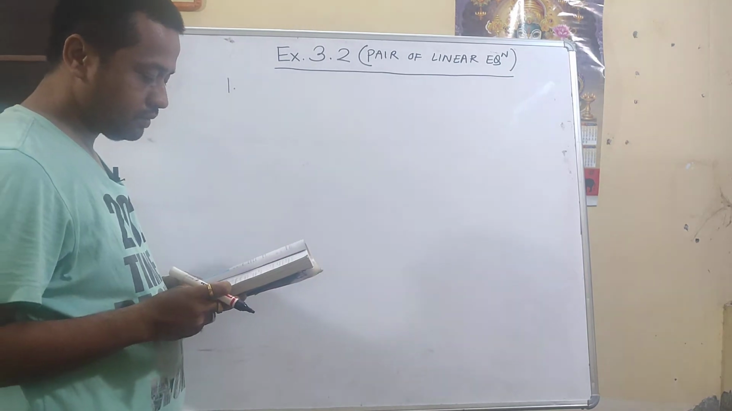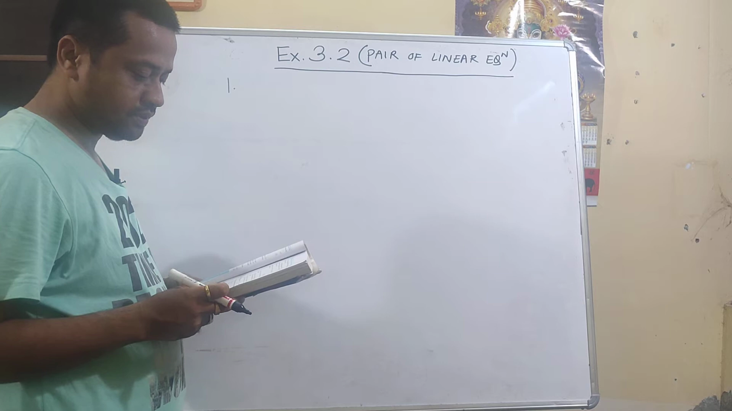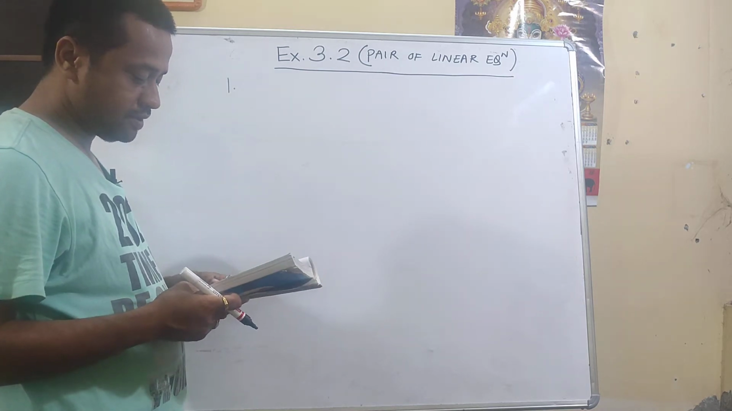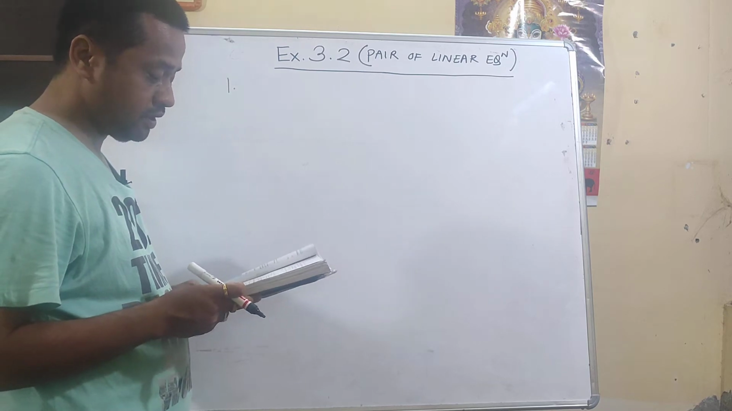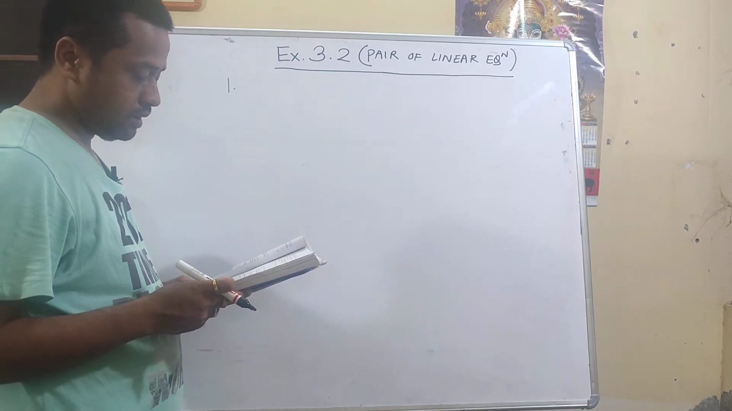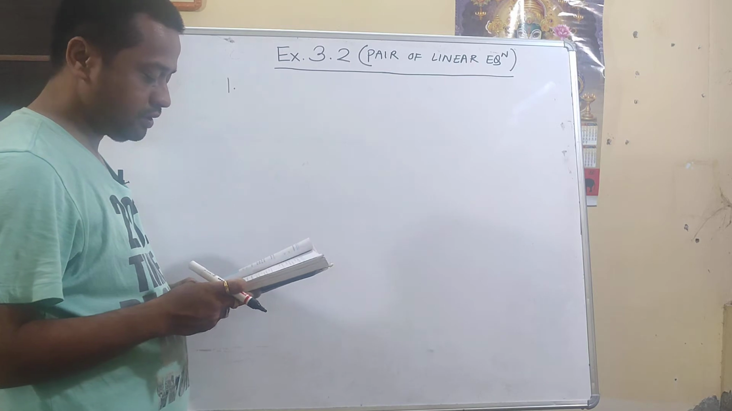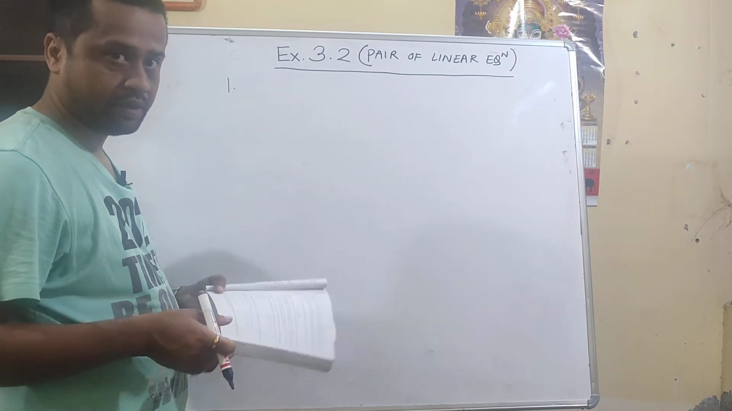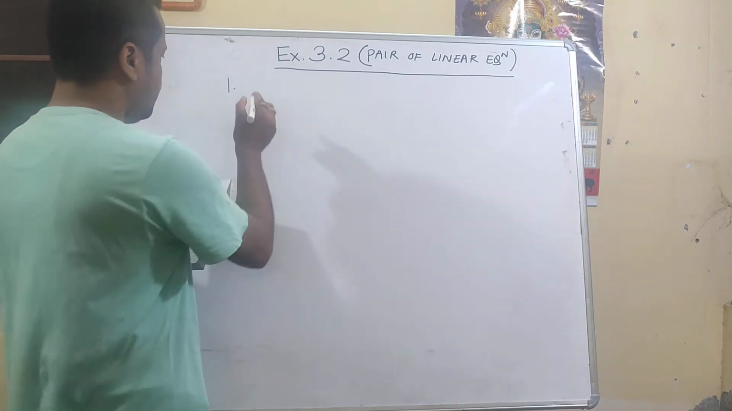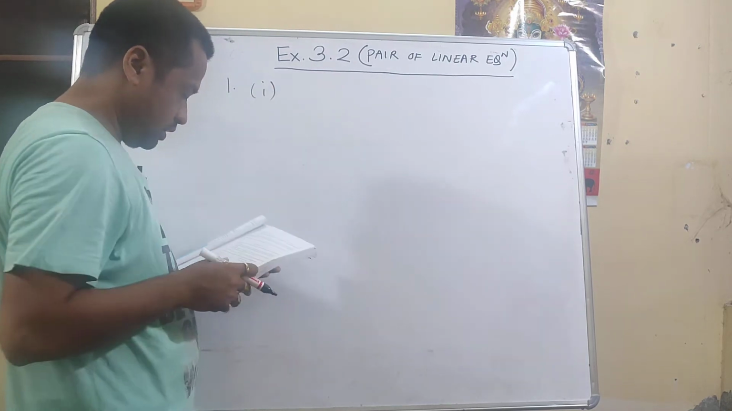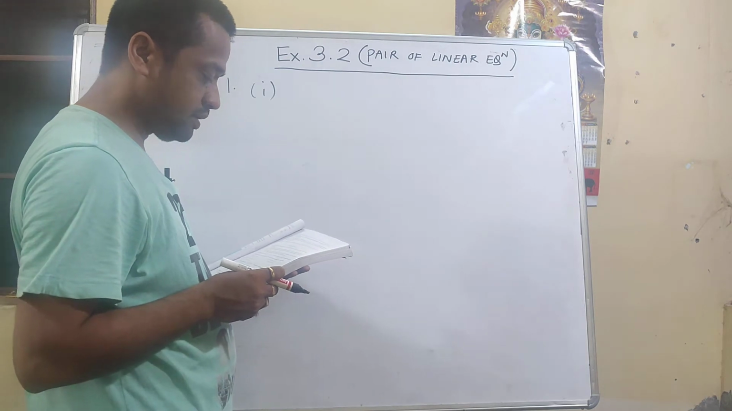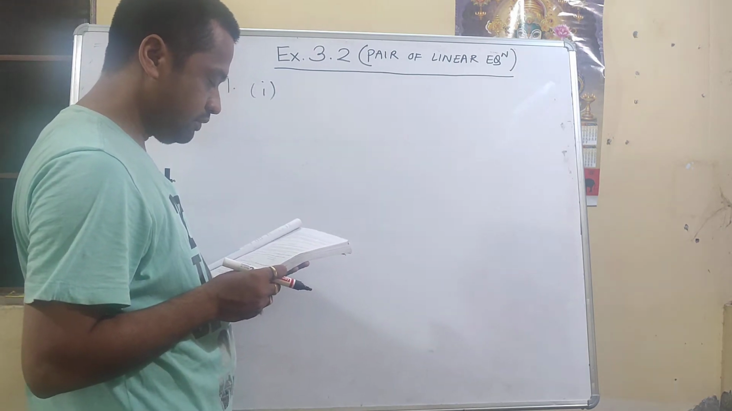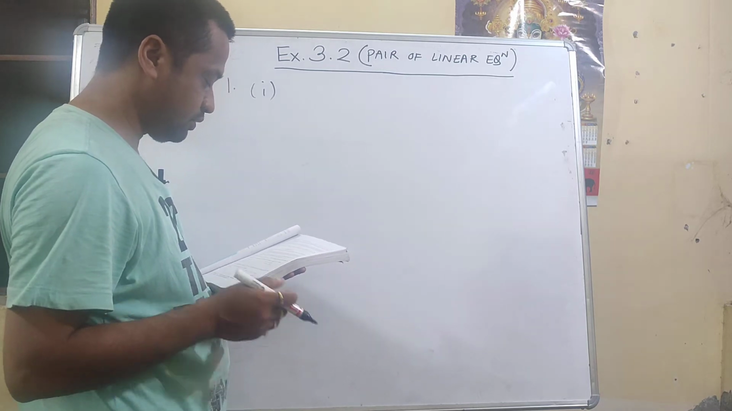the question is: form the pair of linear equations in the following problems and find their solutions graphically. Like in the previous chapter, you first have to form the linear equations, and from these two linear equations you have to solve graphically by using a graph. Number 1: 10 students of class 10 took part in a mathematics quiz. If the number of girls is 4 more than the number of boys, find the number of boys and girls who took part in the quiz.